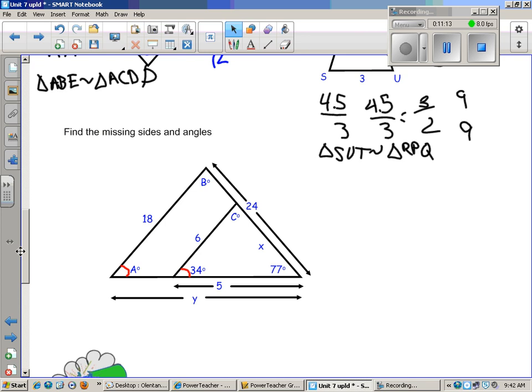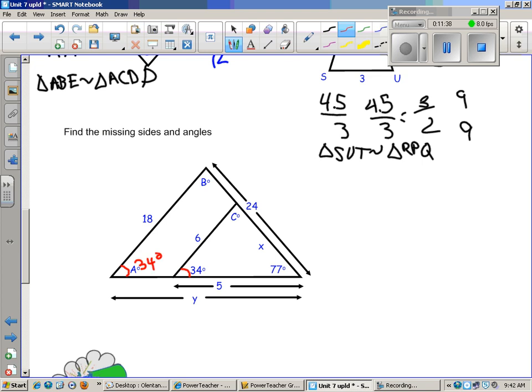So angle, angle. So we know these two angles are equal. Do we know another angle? Yeah, isn't it that they share that angle, right? So angle, angle, they're similar by angle, angle. So A is easy. If that's 34, what's this one? 34.